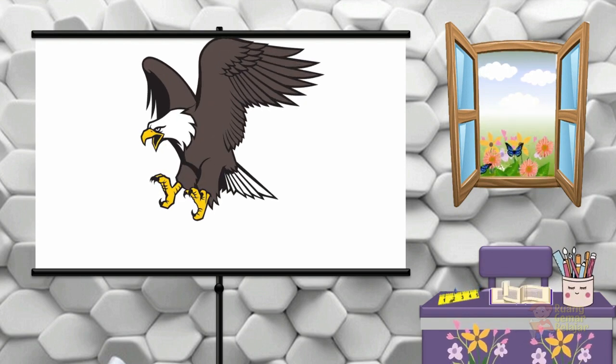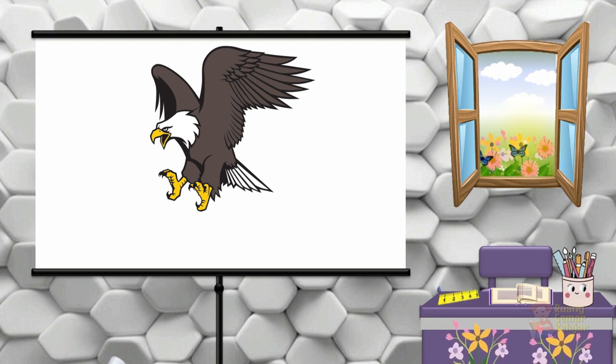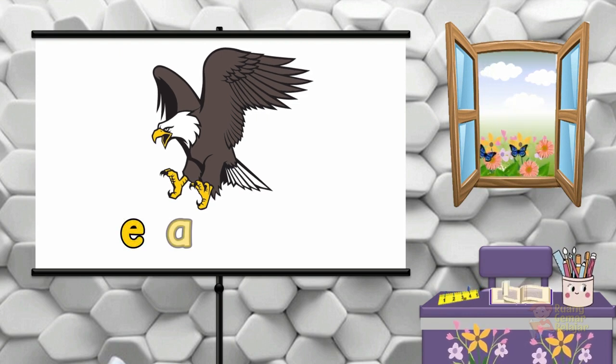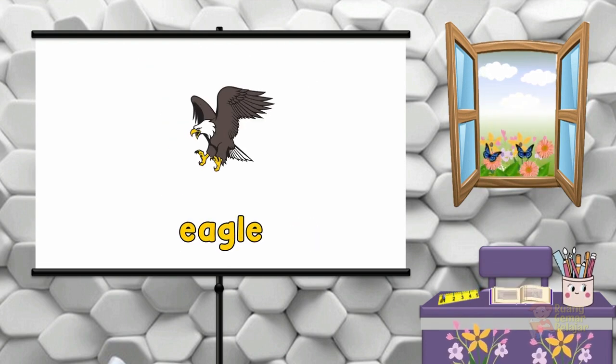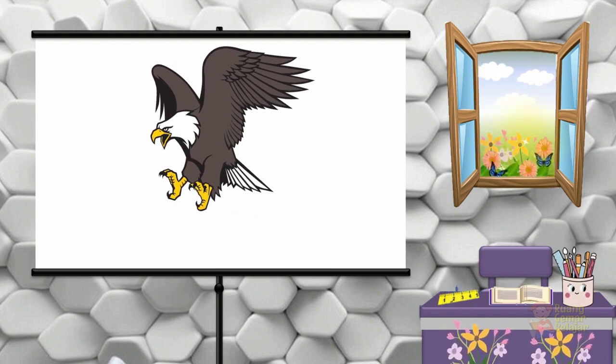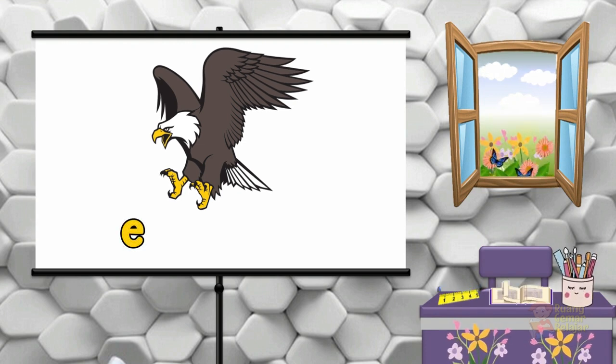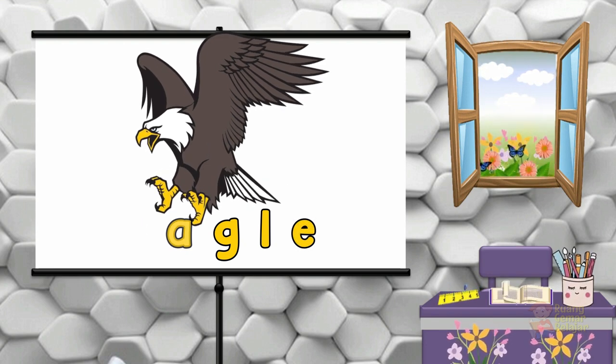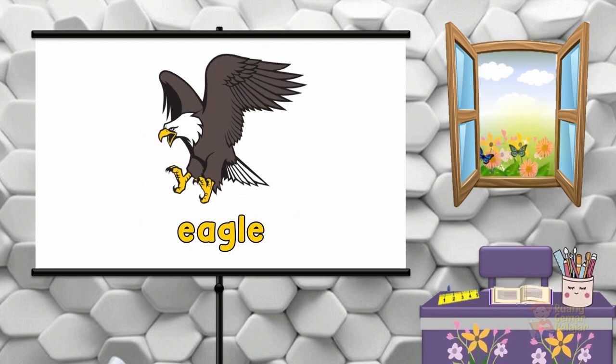Now, let's begin with the first object, eagle. Listen to me first, how to spell it. E, A, G, L, E. Eagle. Now, repeat after me. E, A, G, L, E, eagle.